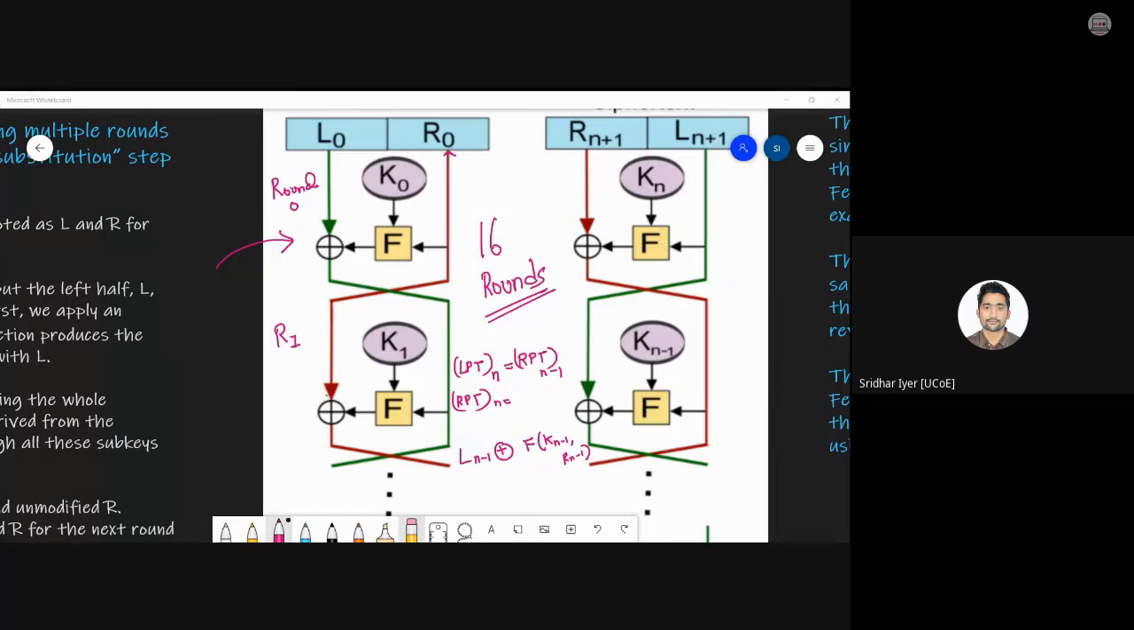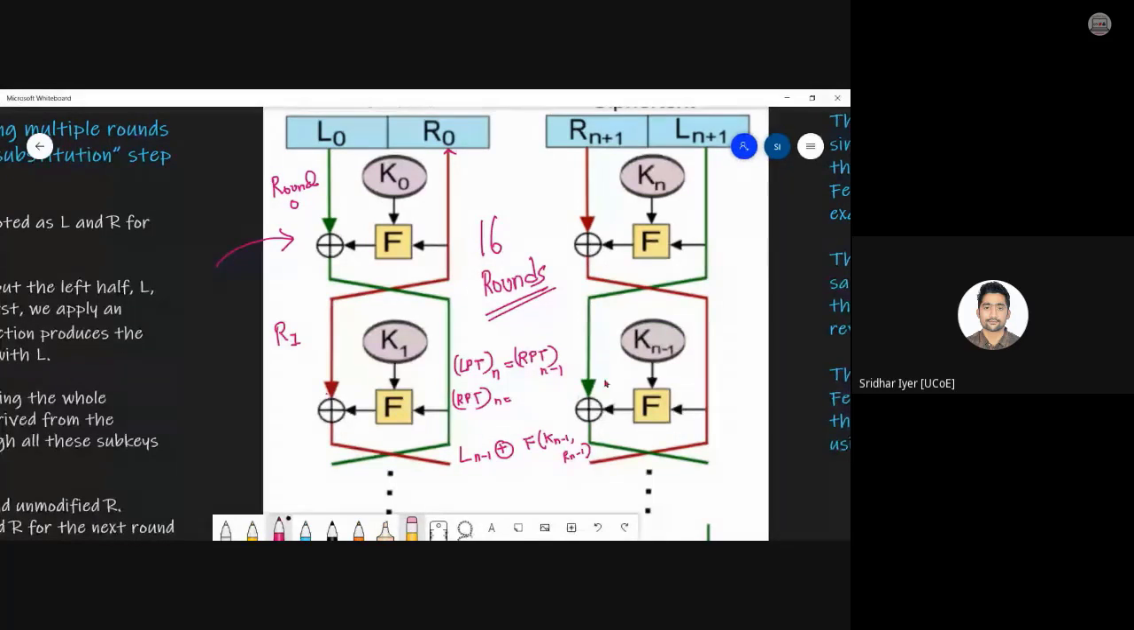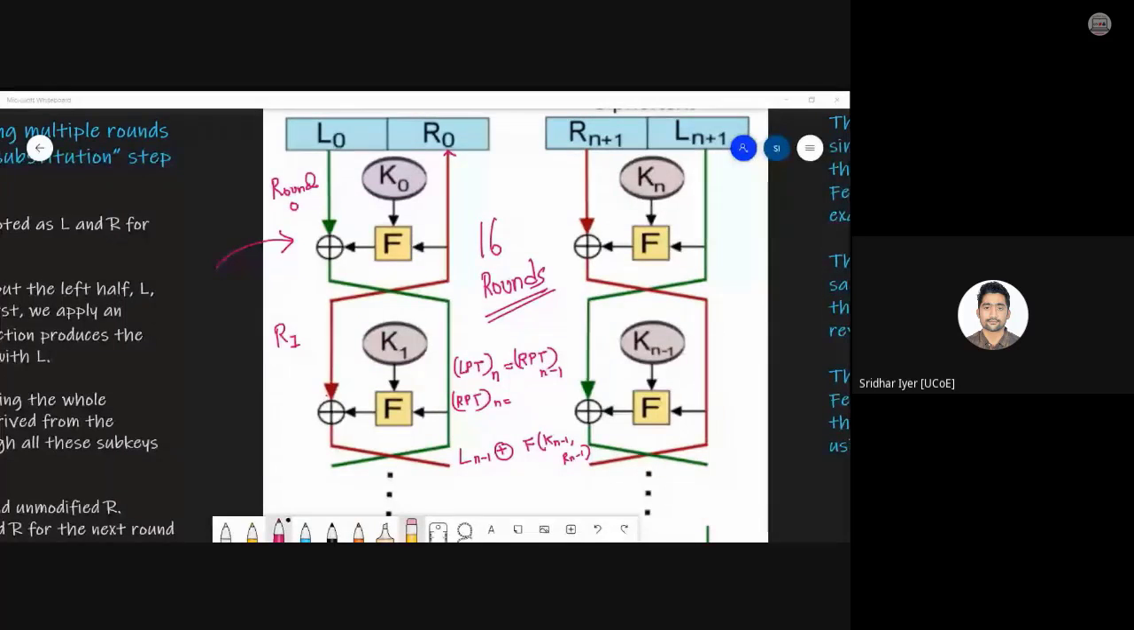So what can we say now? Any deductions, any summary? We can say that all the operations are being performed on the right plain text. Yes or no? Yes, come on. All the operations are being performed on the right plain text, which is then XORed with the left plain text. Correct. So we are going to perform some operations inside that F block.